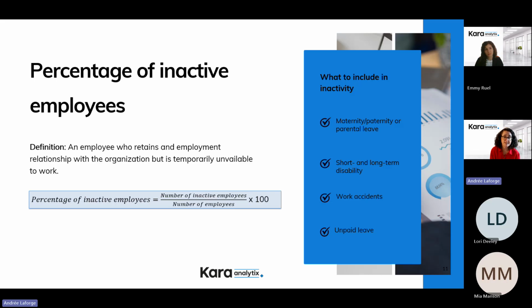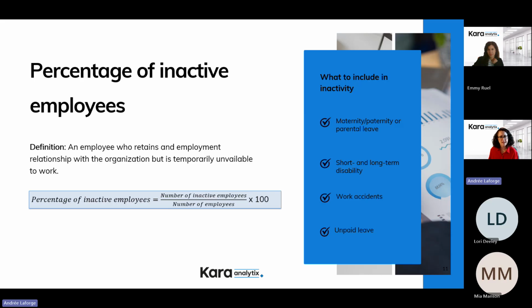Why you should track it? This KPI is easy to calculate. It's simply the number of inactive employees divided by the total number of employees. And as I said at the beginning, the total number of employees is active plus inactive. It's also important to break down the type of leave, especially to separate parental leave from disability or work accident, because the implications for workforce planning are different. Okay, so I think it's easy to calculate, and you should start following that.